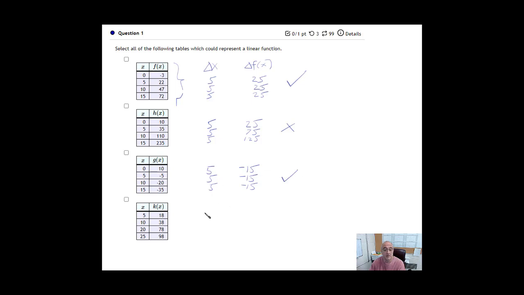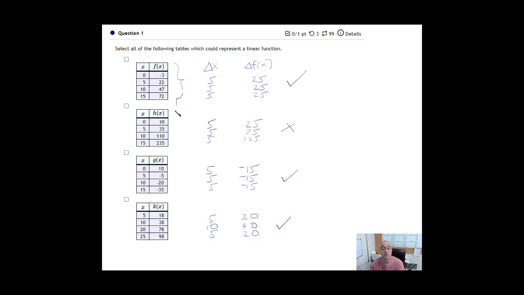And the last one here, so our delta x is 5 from 5 to 10. Our change in our function k is 20. Now we got to be careful here. Look, so this change here went from 10 to 20, so that's a change of 10 units. And we went up 40 units. Now look, does that make sense? Yeah, because 5 should take me up 20, so double that should take me up 40. And then from 20 to 25, our change is 5, so it should be 20 again, which it is. So this is a function.